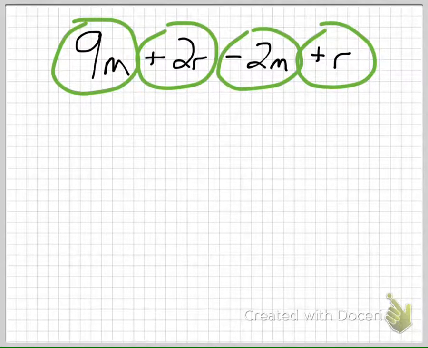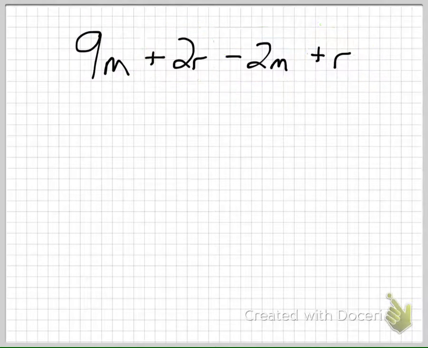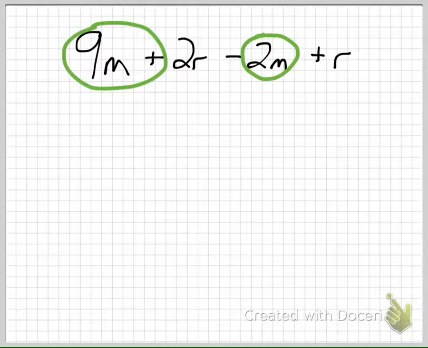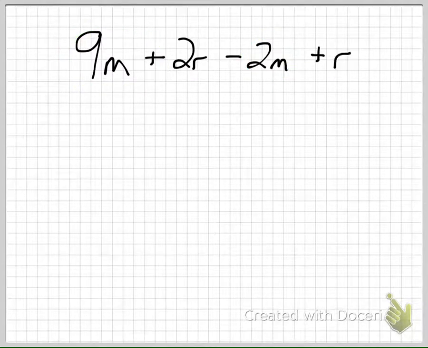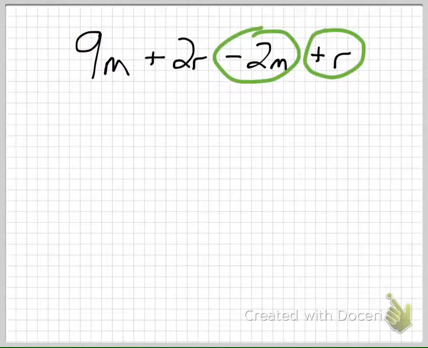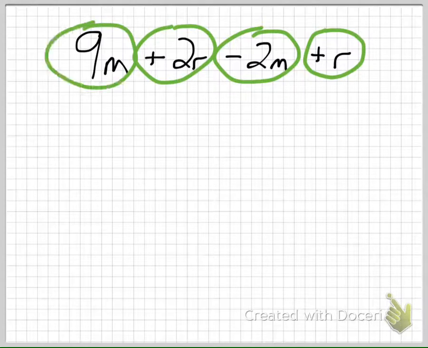What can I combine? I can combine the 9m and the negative 2m. What is 9m minus 2m? Do you see what I'm talking about? This is important. Listen, this is why it's so important that you circle this. Some people might go 9m, or they might think it's 9m plus 2m. Do you see what I'm saying? That's not it. That's why you have to grab each term, right? Each one has its own symbol. 9m minus 2m is 7m.